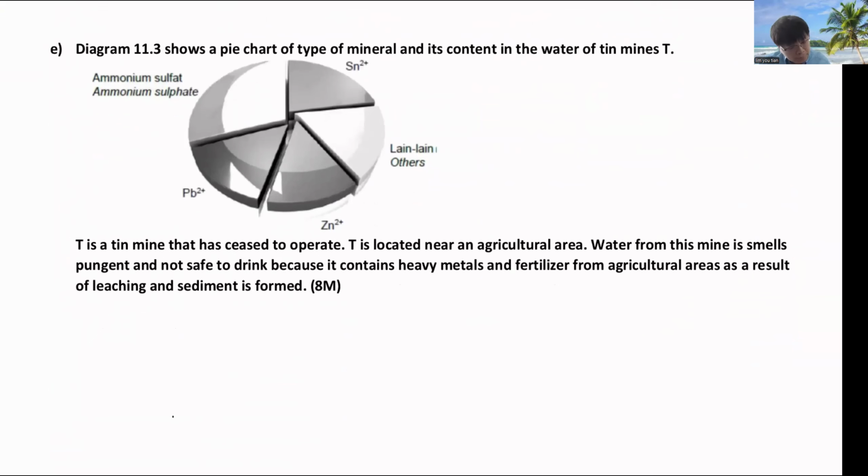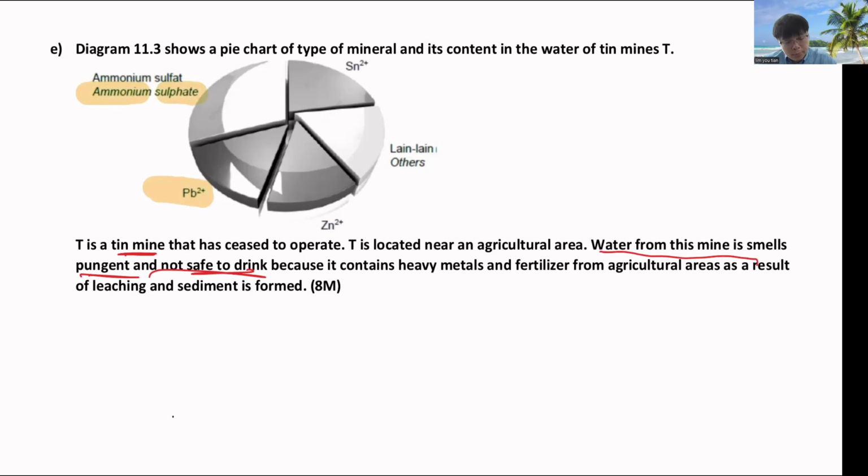This is the next page. Now, this is a tin mine. The water from the tin mine smells pungent and is not safe to drink because it contains heavy metal. So from here, they want you to do a test to know which heavy metal is inside. You can see here, we have three chemicals inside: we have Pb, we have ammonium, we have sulfate.